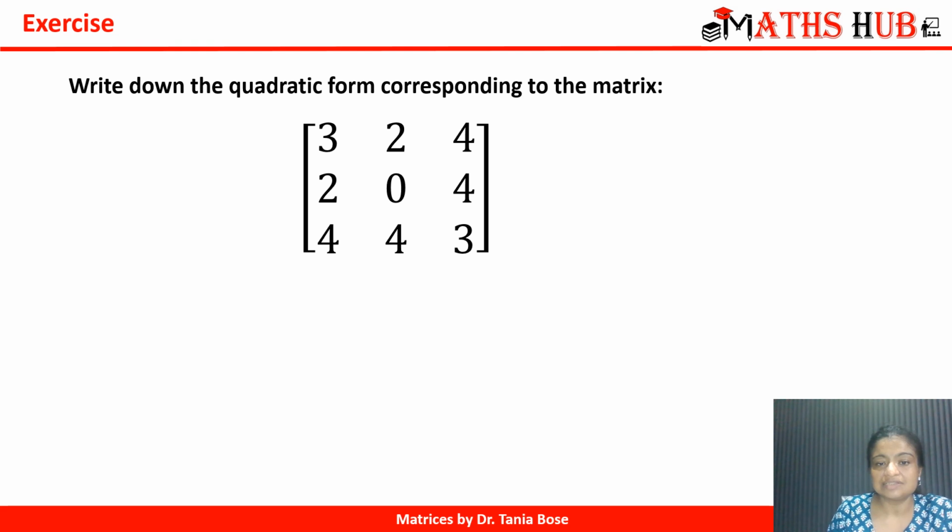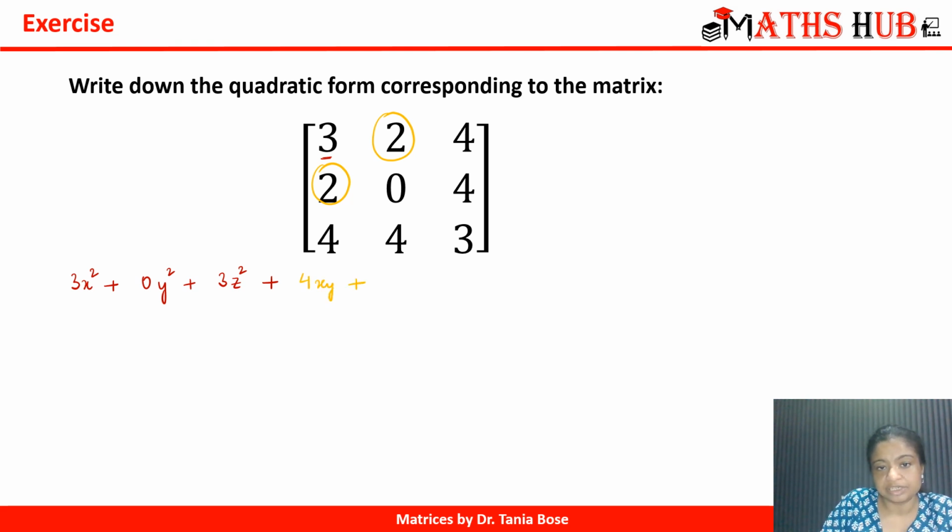So you have this and you have to write the quadratic form of this matrix, right? So how to write it? 3 refers to 3x square plus 0y square plus 3z square. Right? Now, let us take the next position. This is xy and this is xy. So 2 plus 2 is 4xy plus.